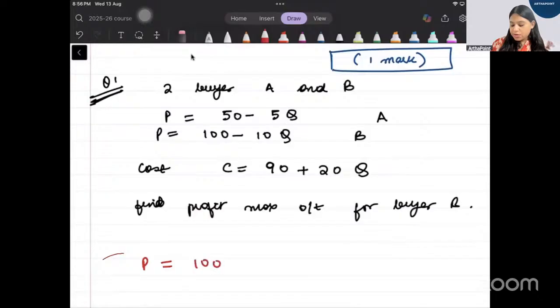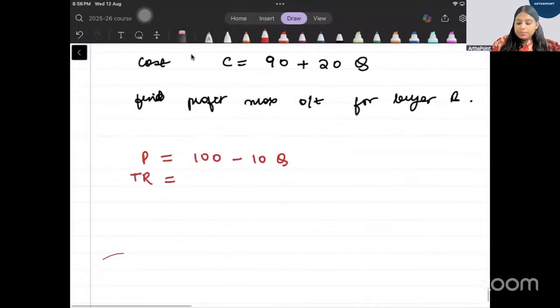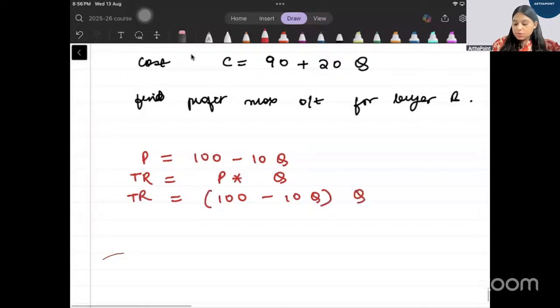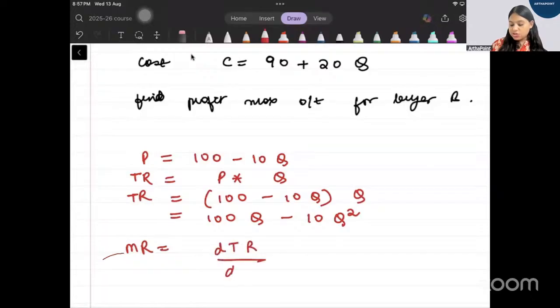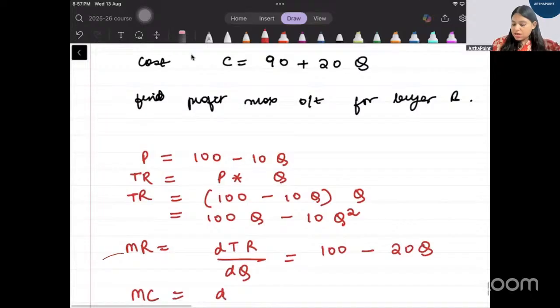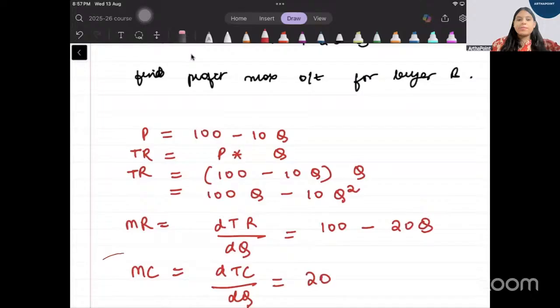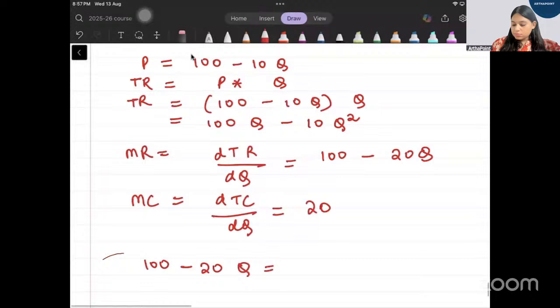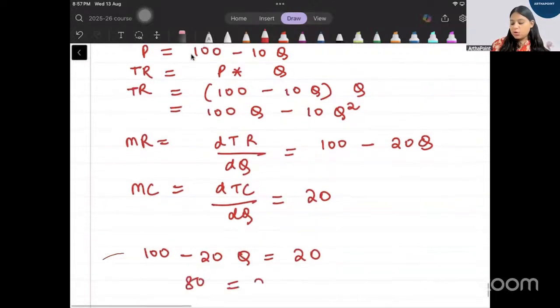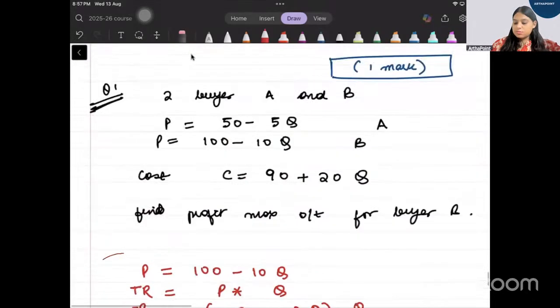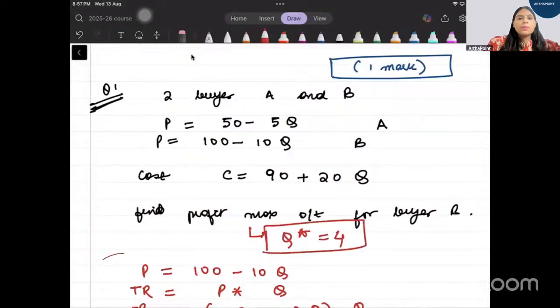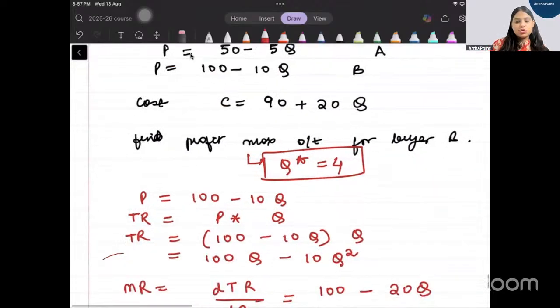So P is equal to 100 minus 10Q. Total revenue will be price into quantity: 100 minus 10Q into Q, which is 100Q minus 10Q squared. Marginal revenue is how total revenue changes as quantity changes: 100 minus 20Q. Marginal cost is how cost changes as quantity changes: 20. Equate MR to MC. 80 is equal to 20Q. Q is equal to 4. That's it. What was so difficult here? Just the MR equal to MC condition. So the answer will be 4.